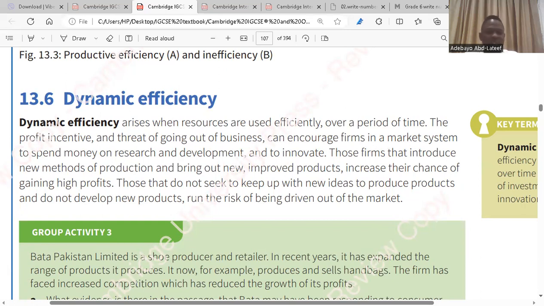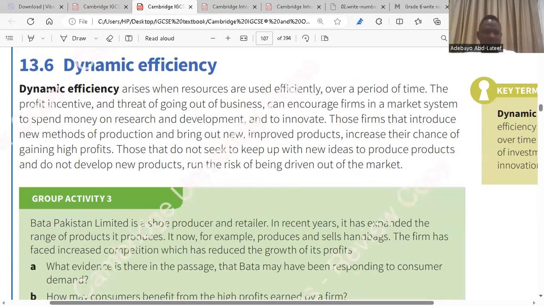The profit incentive and the threat of going out of business can encourage firms in the market system to spend money on research and development and to innovate. Those firms that introduce new methods of production and bring out new improved products increase their chance of gaining high profits. Those that do not seek to keep up with new ideas, or do not develop new products, run the risk of being driven out of the market.